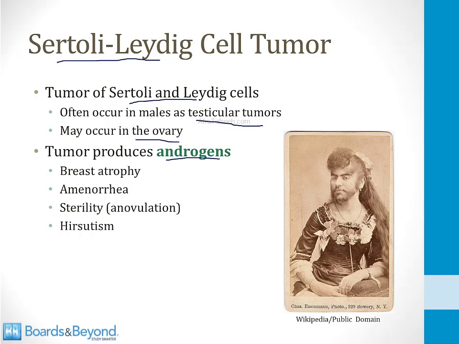So in a woman, this can lead to androgen-related symptoms like the breasts may atrophy, there may be amenorrhea, the woman may become sterile from anovulation, and she may develop hirsutism, and this is a picture of a hirsute female on the screen here to remind you of that.